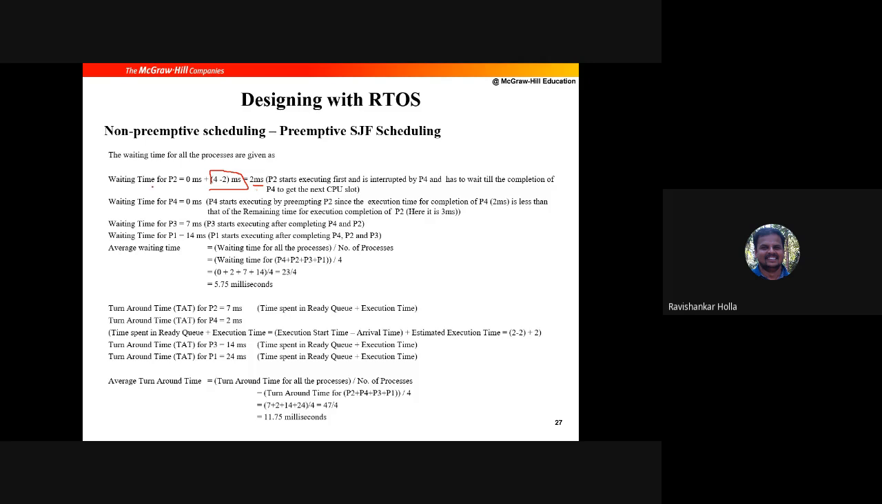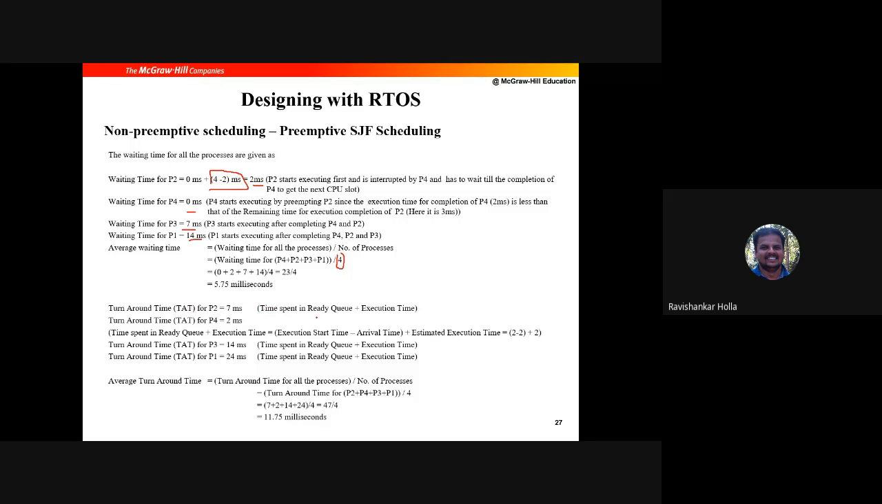The waiting time for P4 is 0. Waiting time for P3 is 7 milliseconds. Waiting time for P1 is 14 milliseconds. Waiting time for P2 is pretty direct. So the total waiting time divided by 4 gives 5.75 milliseconds. Turnaround time.